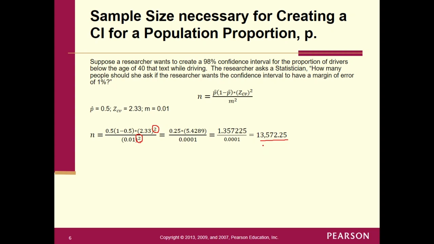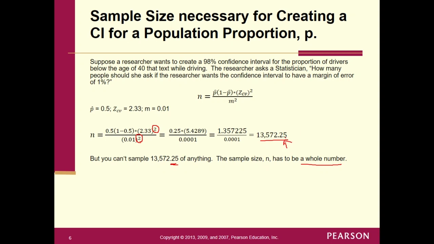13,572.25. Well, let's take this one step at a time. Can you sample a quarter of anything? Can you sample 13,572.25? What does sample size always have to be? Sample size always has to be a whole number, okay? Like 100 or 104 or 206. It's got to be a nice whole number. Well, this isn't a nice whole number, right? It's 0.25, okay?